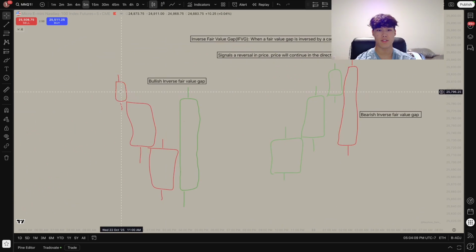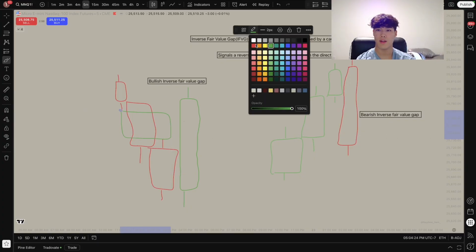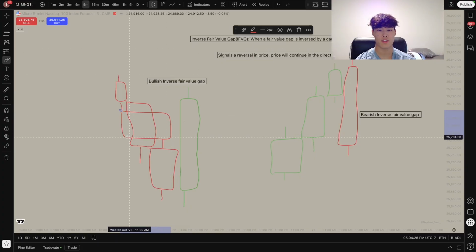So remember, 3 candlestick structure. We have a down candle. You get the jump in price, forming a bearish fair value gap. So let me draw the bearish fair value gap for you guys. That should be red. All right. That is the bearish fair value gap, right? Because first candlestick, bottom of the wick, to the third candlestick, top of the wick. That is the fair value gap.